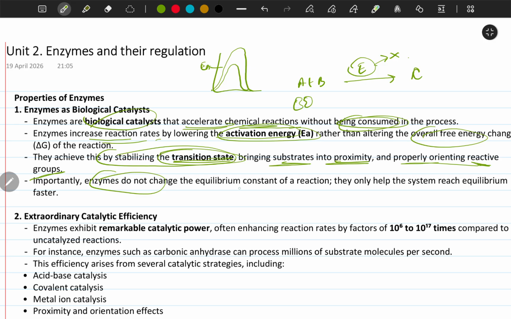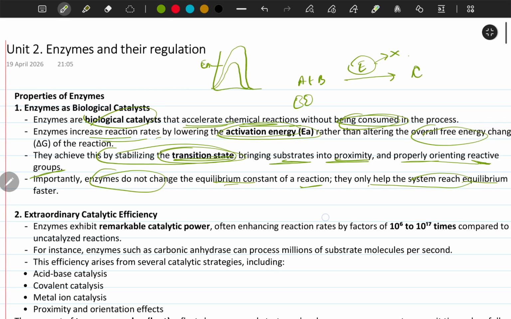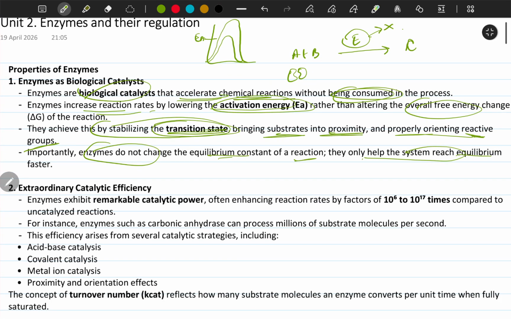Importantly, enzymes do not change the equilibrium constant of the reaction. They only help systems reach equilibrium faster. They do not change the equilibrium of the reaction. They just let the system reach the equilibrium faster.